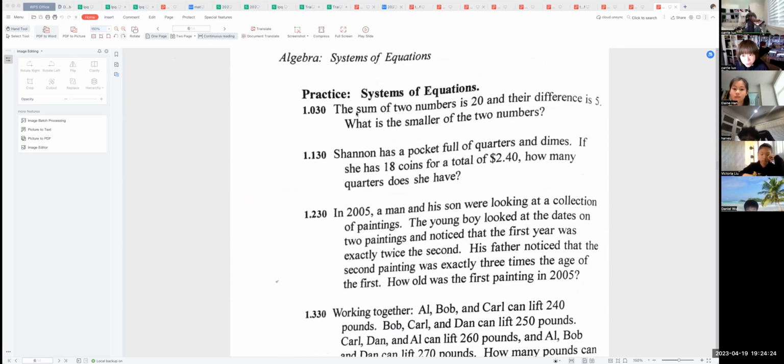1030. The sum of two numbers is 20 and their difference is 5. What is the smaller of the two numbers? Very easy. Okay, very good. Very easy.